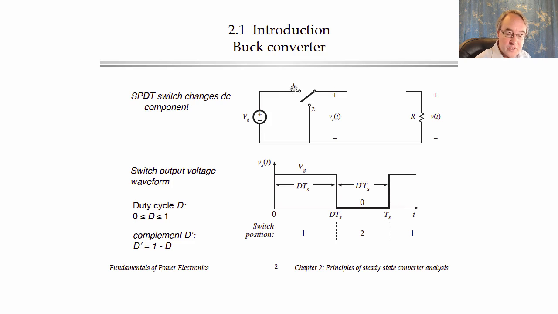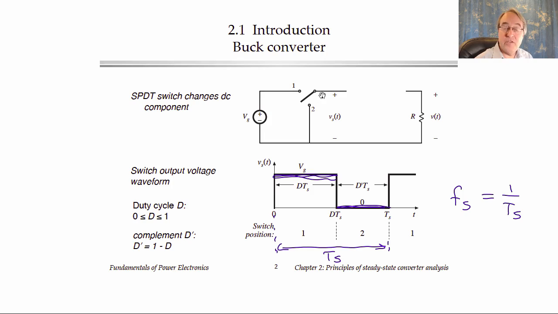The output voltage of this switch, Vs of t, then is a waveform that steps up and down. When the switch is in position 1, the output voltage Vs of t is equal to the input voltage Vg. Likewise, when the switch is in position 2, the output voltage is equal to 0. We repetitively switch the devices, or this switch network, with a period that is called the switching period T sub s. And the switching frequency F sub s then is equal to 1 over T sub s.